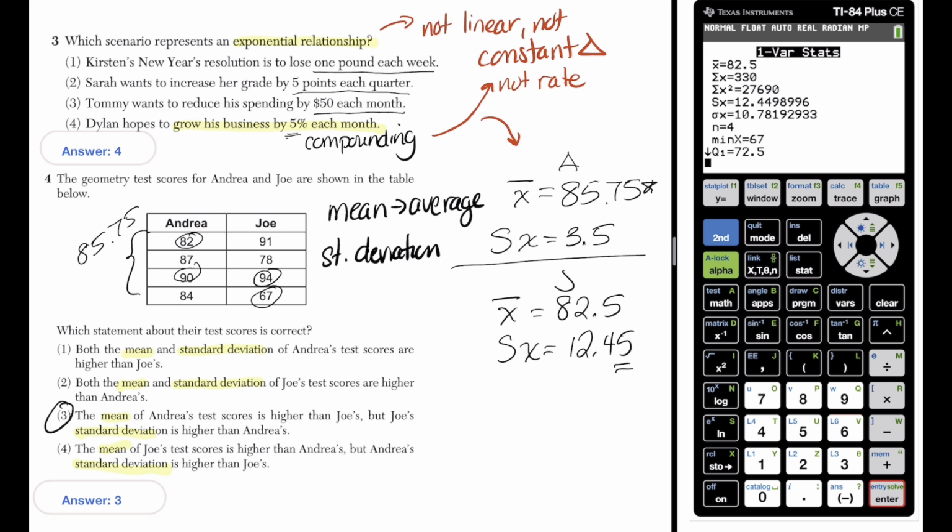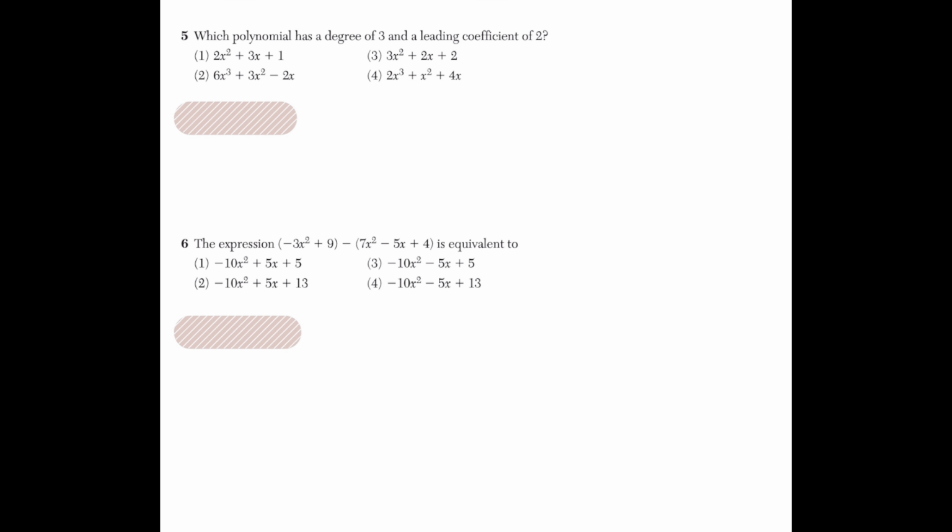Andrea has the larger mean. 85 is higher than 82, but Joe has the higher standard deviation with 12.45. His numbers are more spread apart than Andrea's. All right, hit pause and jot this down into your notes. Here are the answers for 5 and 6: 4 and 1.